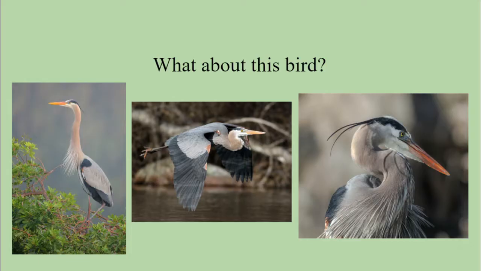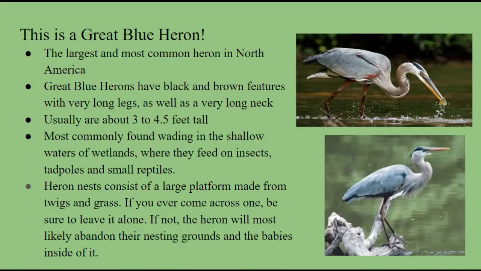What about this bird? This is a great blue heron. Great blue herons are the largest and most common heron in North America. These birds have black and brown features with very long legs as well as a very long neck. These birds are very tall, reaching about 3 to 4.5 feet in height.